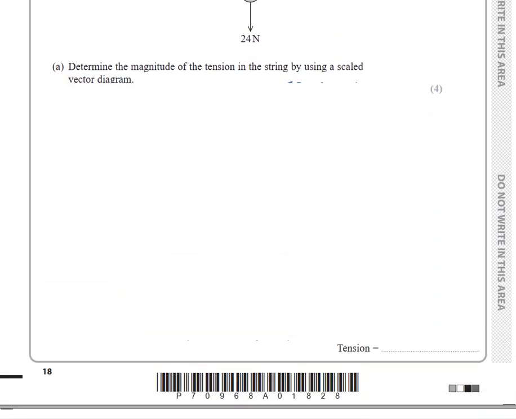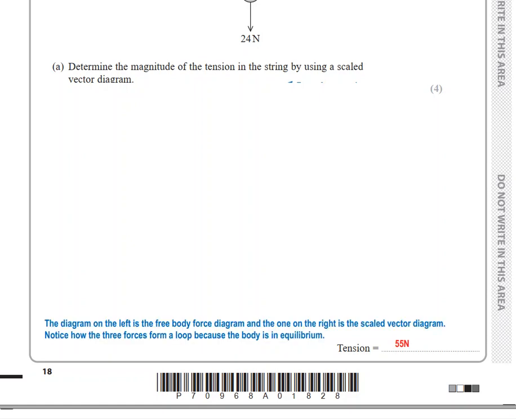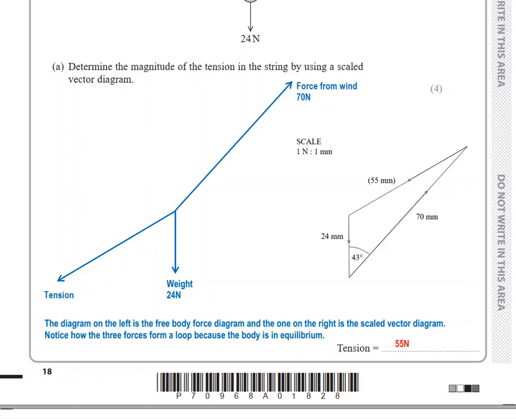Question says, determine the magnitude of the tension in the string by using a scale vector diagram. We have to focus on scale vector diagram, everybody. Before you draw the scale vector diagram, you don't have to do this in your exam, but if you can imagine what a free body force diagram would look like, it would be much easier for you. So the diagram on the left is the free body force diagram, and the one on the right would be your scale vector diagram.